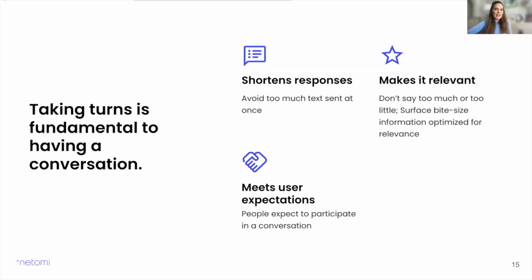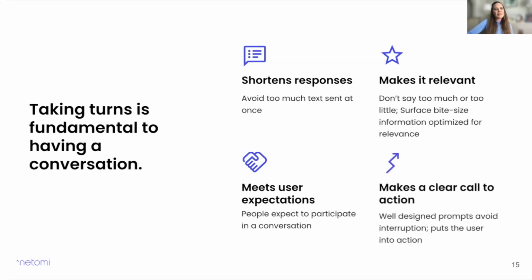A lot of times people have already tried to self-serve on the website and they're coming because they didn't quite get what they wanted, or maybe they're lazy. They don't want to go read everything and they just want to be able to ask a simple question, get their response and get on with their day. It also helps us put clear calls to action in place. We can put the users into action if we've designed our prompts and our dialogue correctly.